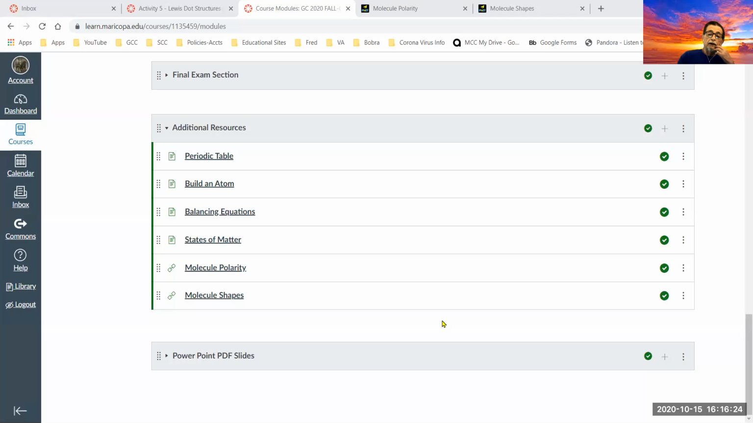I put them under the modules. Scroll down to additional resources, and you'll find the last two, labeled molecule polarity and molecule shapes.